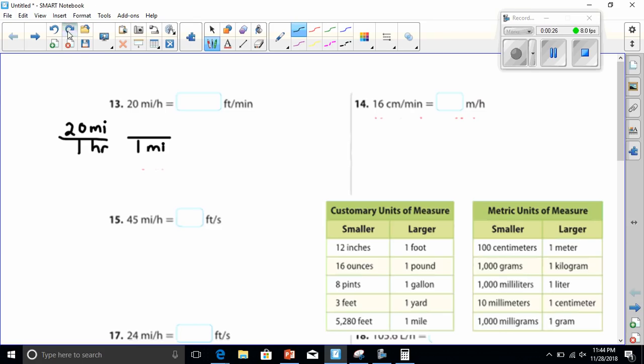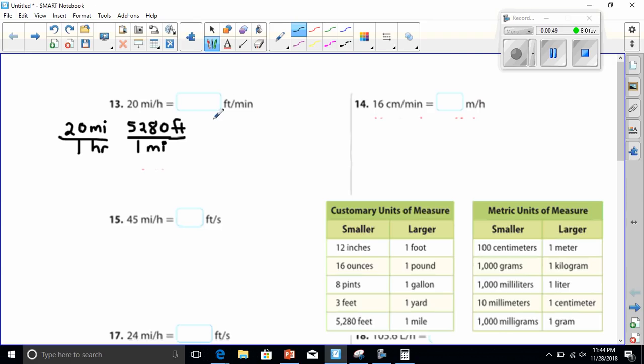Well, there are 5,280 feet in 1 mile. Notice I put miles on the bottom this time because I'm going to want to go ahead and eliminate miles. And the only way to do that is if I have one above my fraction and the other one below it, so I can use my butterfly method to remove the word miles.